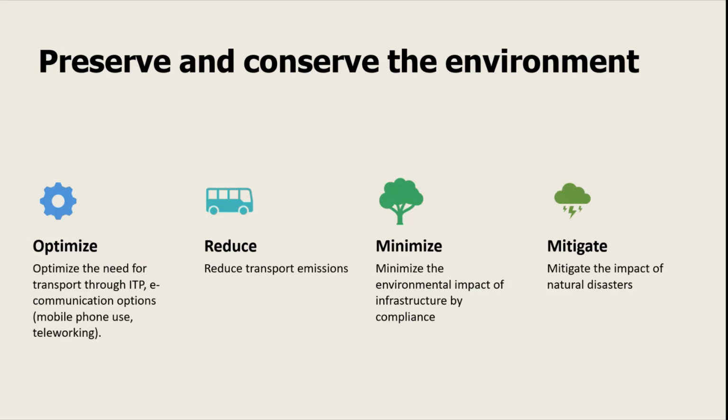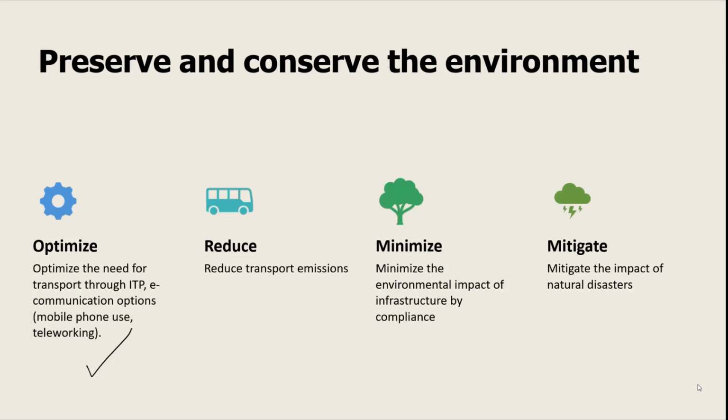How can we preserve and conserve the environment? The first part is to optimize. Look, CO2, NOx, PM2.5, PM10 are just a few environmental pollutants which play a role in climate change. So we need to optimize the need for transportation, through which we can bring integrated urban planning, which should also fulfill the transportation management demand, ensure effective supply chains, and also promote communication through mobile and different networks as well.